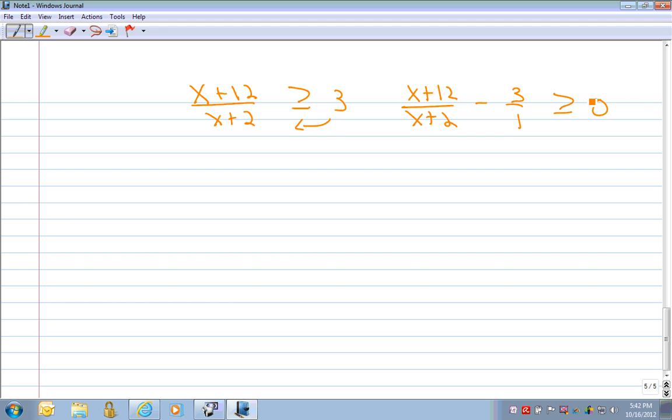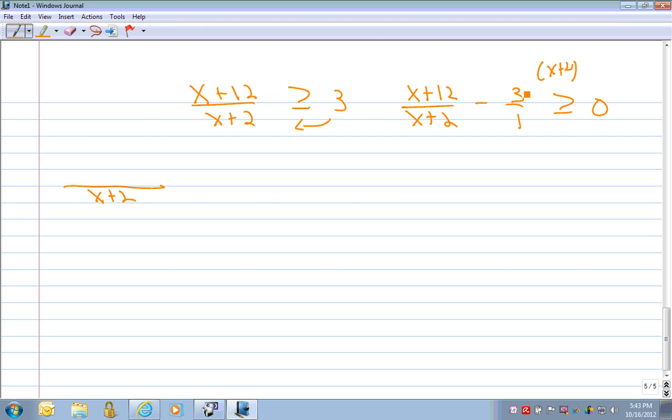The next thing we're going to do is we're going to have to find common denominators to be able to write this correctly. So our common denominator should be x plus 2. That means I need to multiply the top and the bottom over here on the right by x plus 2. So I'm just going to write out here x plus 2. All right, well that will be 3x plus 6.